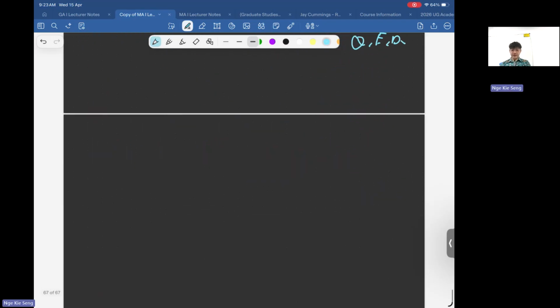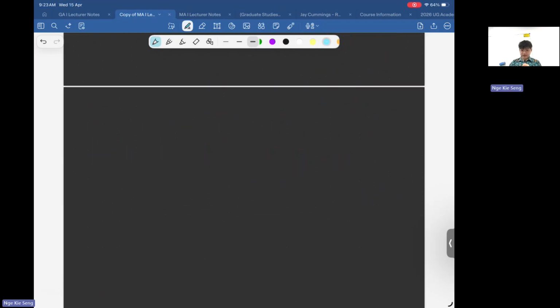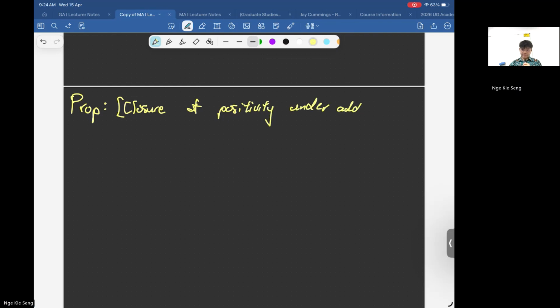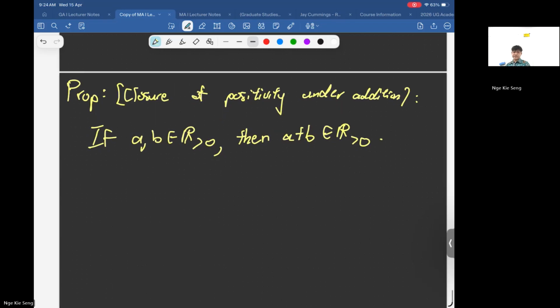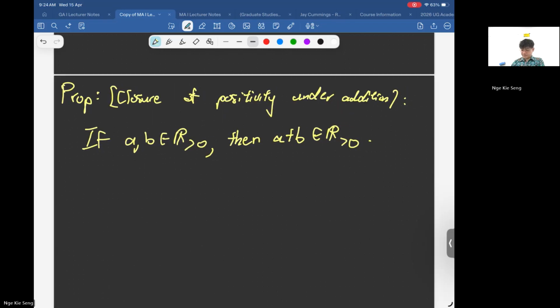So okay, continue. Maybe I give you an exercise, you think about it. I give you 2 minutes. So let's prove the closure of positivity under addition. Let's say if A, B is in R positive, then A plus B is also in R positive. I'll let you prove this. Use a similar method, or you can think of another one.